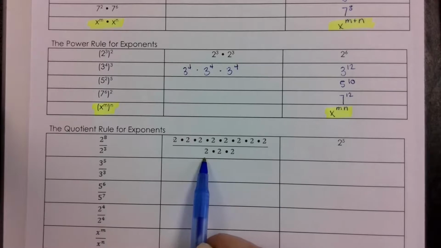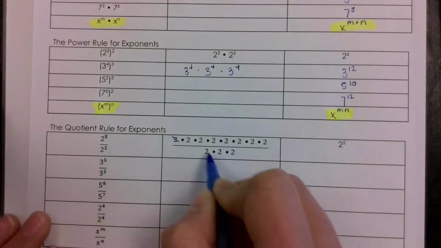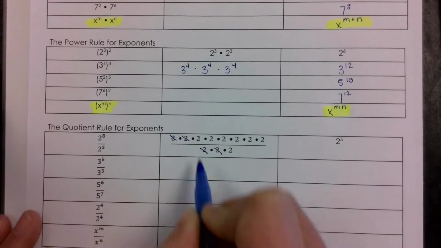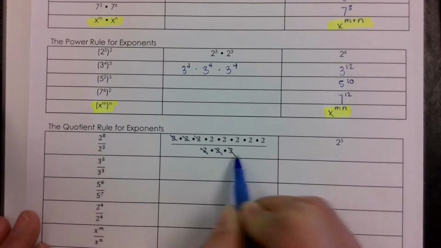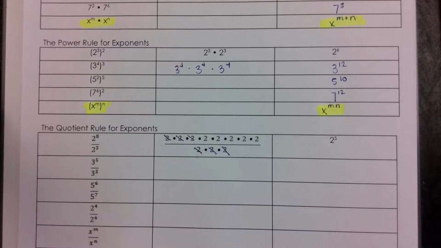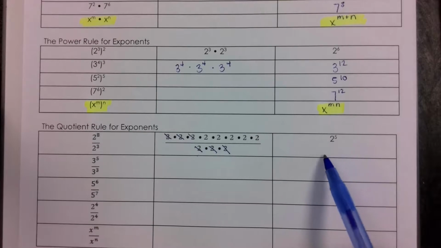What's 2 divided by 2? Cancels. It's like 1, right? So these could cancel. Then we could cancel another set of 2's and one more set of 2. How many 2's were left? 5, and they were on top, which is why we did 2 to the 5th. Is that okay? So let's try the next one.